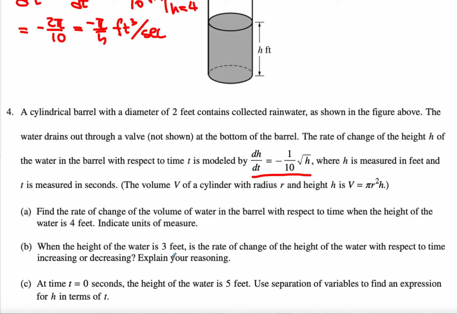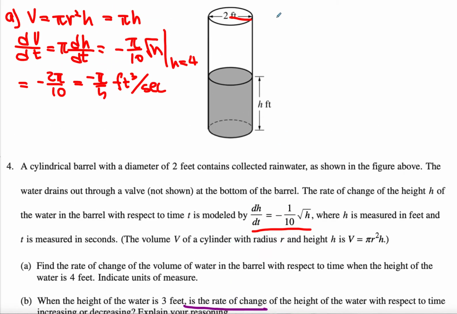When the height of the water is 3 feet, is the rate of change of the height with respect to time increasing or decreasing? Notice, is the rate increasing or decreasing? The words increasing and decreasing imply that we have to take the derivative. Derivative of what? Derivative of the rate. In other words, we have to take the second derivative here, because the first derivative is already given to us.